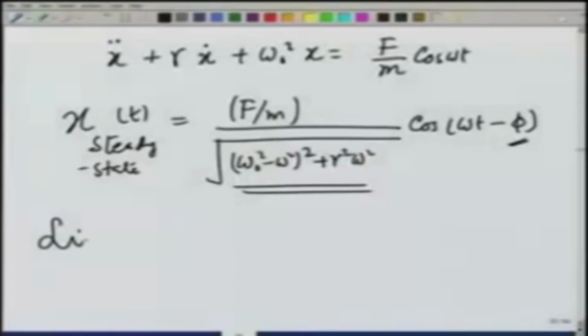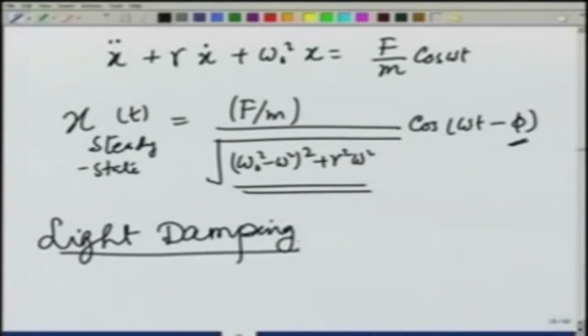Let us first take the case of light damping and see what happens in this case. Remember, this case is where gamma square is much less than 4 omega 0 square, or gamma is much less than 2 omega 0.